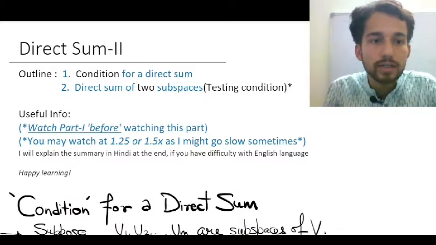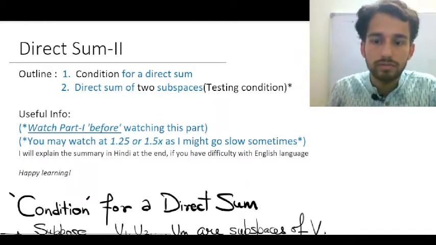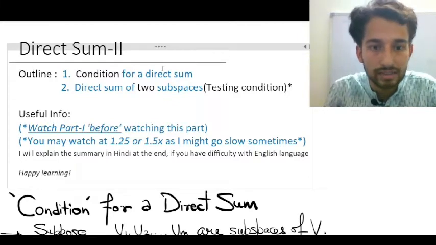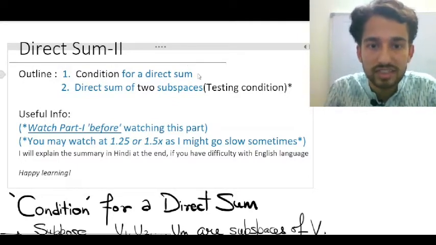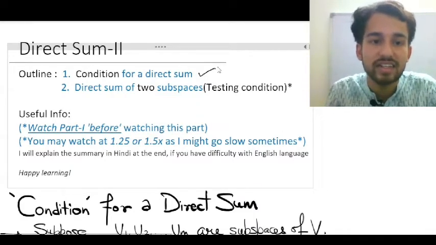Today we're going to continue the second part of our topic, Direct Sum. Last time we already covered part 1 in the previous video. So first let's discuss the outline of today's lecture. We're going to cover two important topics today. First, the condition for checking whether a given sum of subspaces forms a direct sum or not.